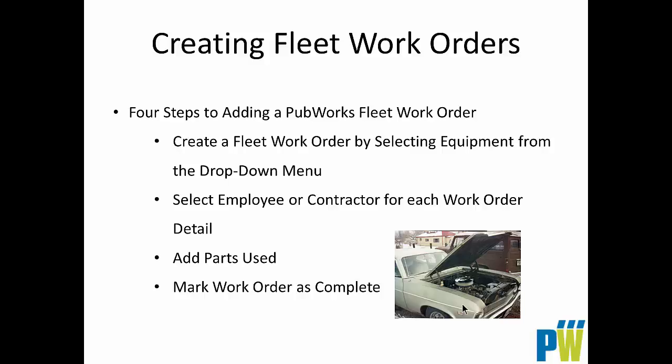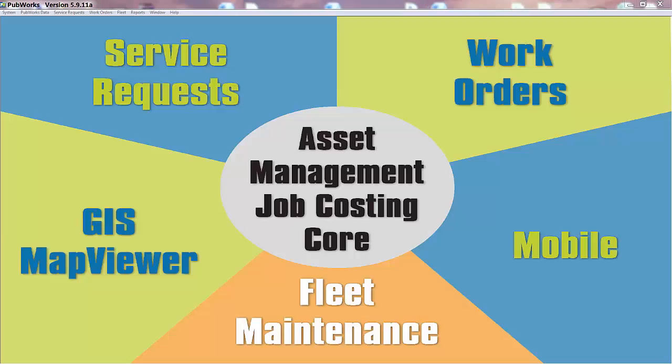There are 4 steps to adding a PubWorks fleet work order. Create a fleet work order by simply selecting a piece of equipment from the drop-down menu. You select an employee and/or contractor for each work order detail. You add parts used or consumed to the fleet work order. And then when done, mark the fleet work order as complete. So let's take a look.